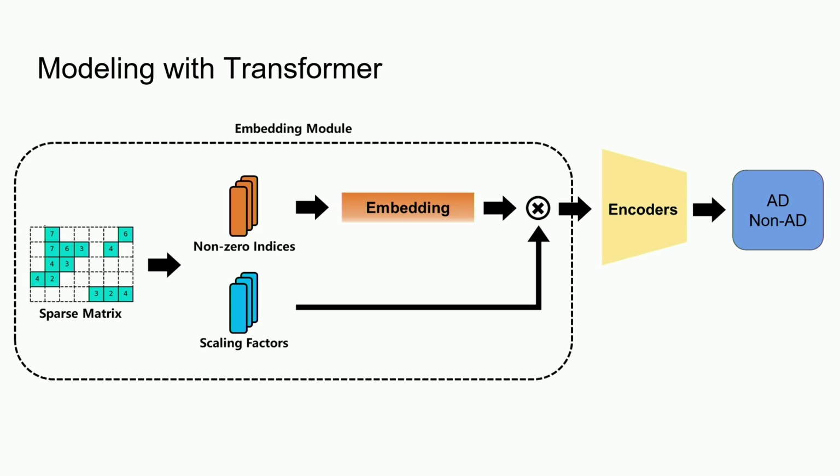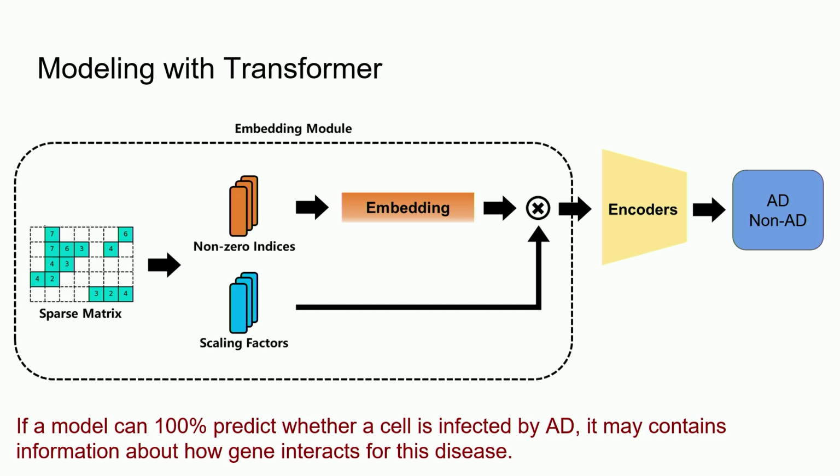Given the training data, what we want to achieve is, given a cell's single-cell gene expression, can we successfully classify whether this cell is infected by Alzheimer's disease or not, basically AD or non-AD. It's a binary classification problem. It's a simple machine learning classification task.